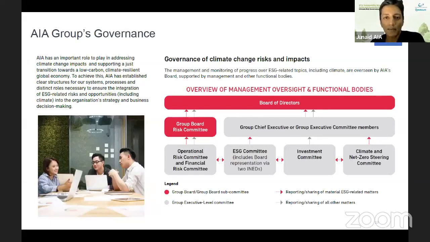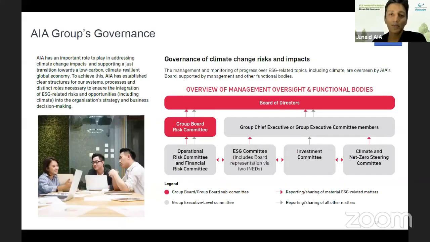So I'll start with AIA first. Now, at the group level, we have established very clear structures for our systems, our processes and roles. And this is to ensure that both ESG-related risks and opportunities cut across the organization's business decision-making. And I'll share shortly on how we do it in Malaysia as well.